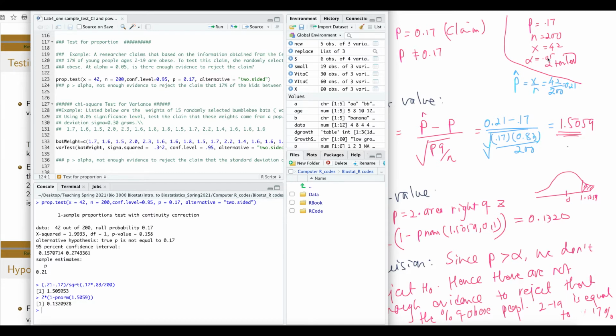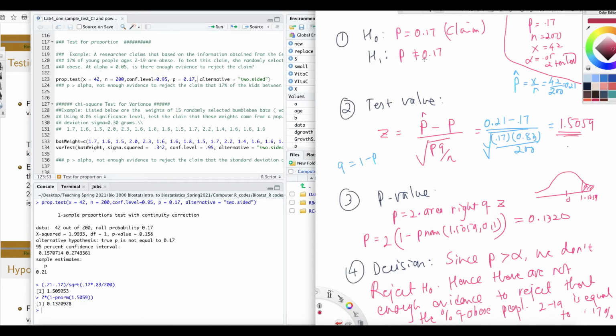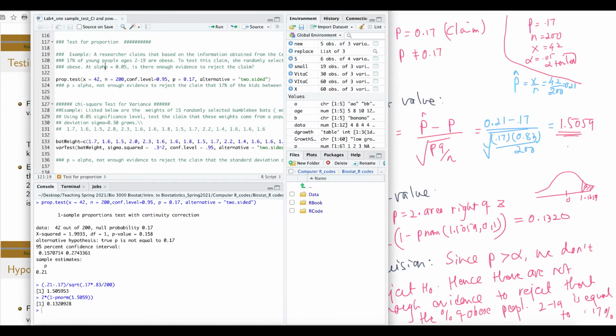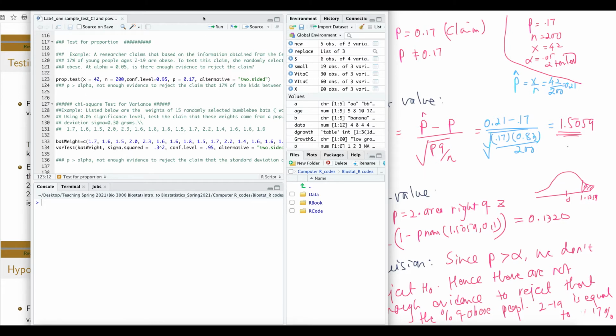You see that? And what is p? p is basically the null hypothesis. p equals 0.17. You can put that p right at the beginning or anywhere you want to. It will give the same result. The alternative hypothesis is two-sided, two-tailed. So let me erase whatever I have there, and then I will run that code, this line 123.